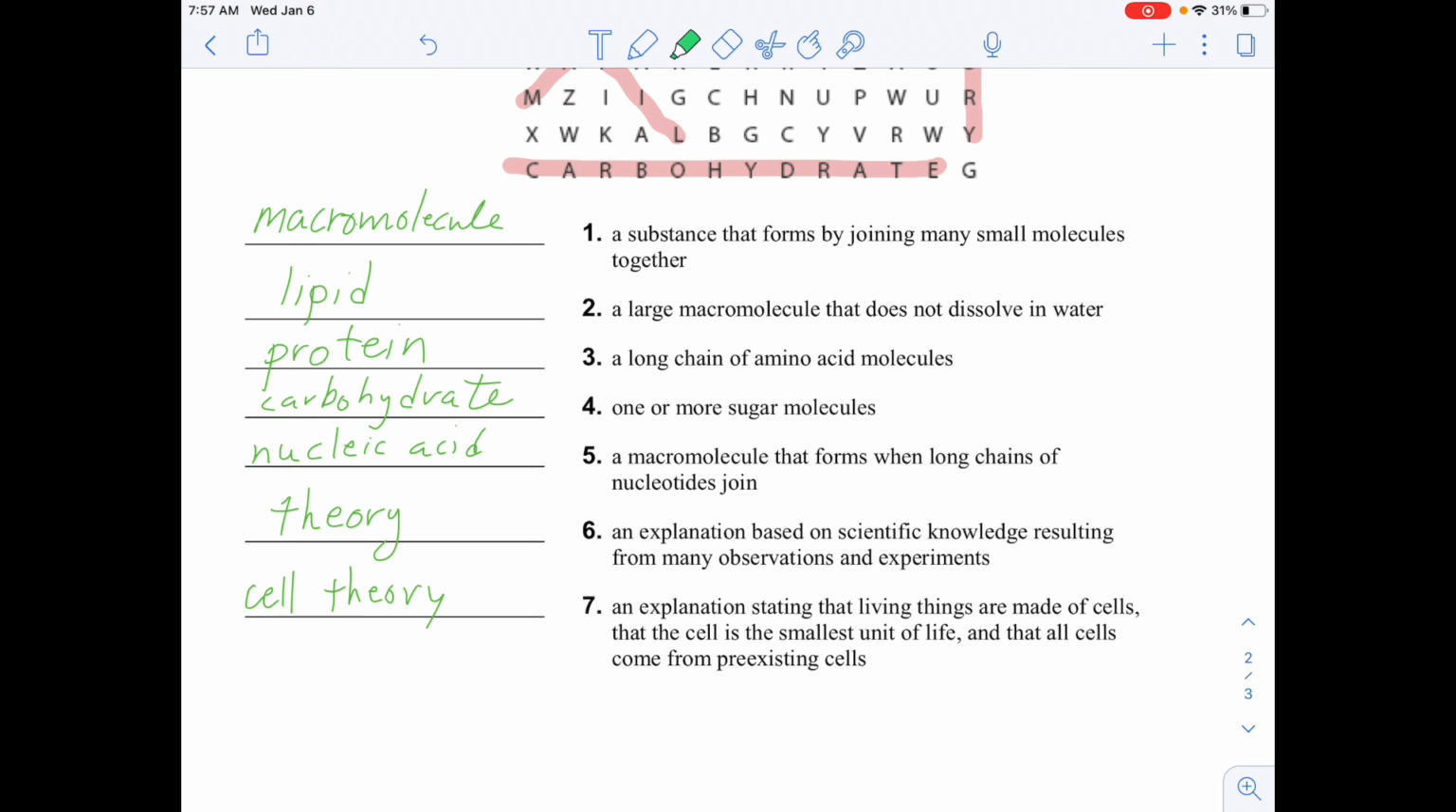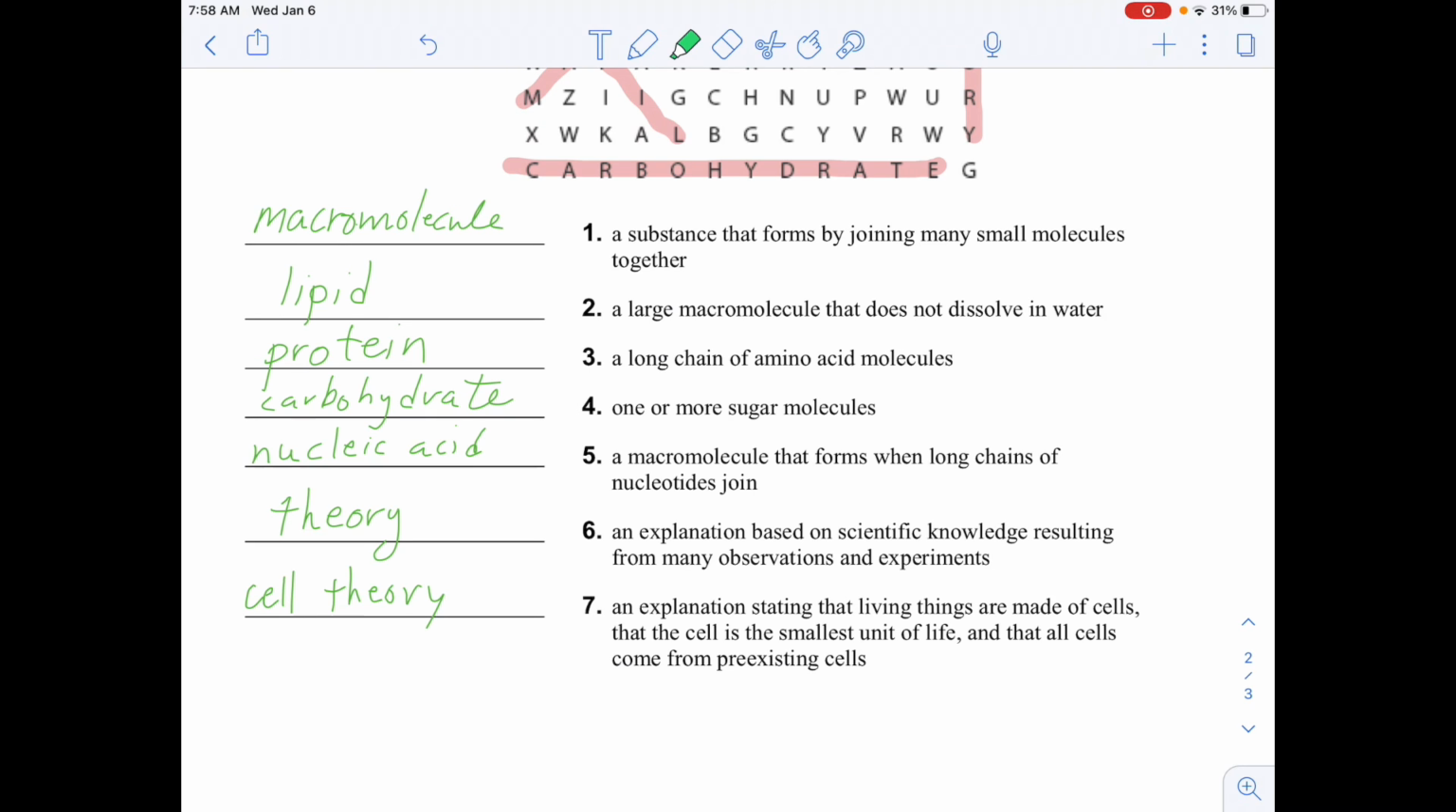So a macromolecule is a substance that forms by joining small molecules together. A lipid is a large molecule that doesn't dissolve in water. A protein is a long chain of amino acid molecules. Number 4, one or more sugar molecules is a carbohydrate. Number 5, a macromolecule that forms when long chains of nucleotides join is a nucleic acid.